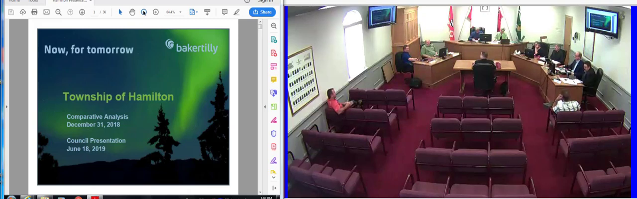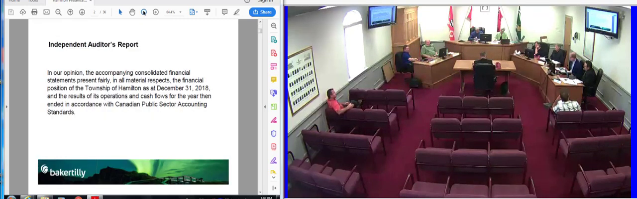First off, within the presentation is a summary of the independent auditor's report, and that is our report on the financial statements that, in our opinion, the accompanying consolidated financial statements present fairly in all material respects the financial position of the township of Hamilton at December 31, 2018, and the results of its operations and cash flows for the year then ended in accordance with Canadian public sector accounting standards. So that is your clean, unqualified auditor's report.